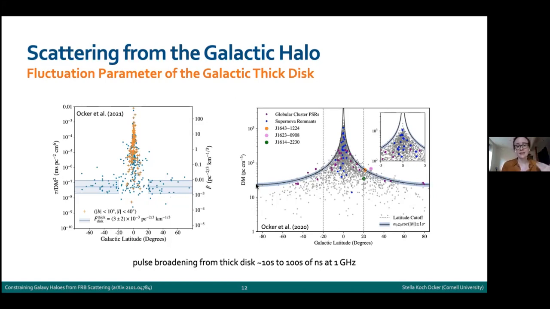When we take this maximum DM for the thick disk and combine it with our constraint on F tilde, we get a maximum amount of pulse broadening from the thick disk. This is on the order of tens to hundreds of nanoseconds at 1 gigahertz. On the high end, you've got about 0.1 microseconds at most, and that's at latitudes around 20 degrees. Then as you move up to higher latitudes, you'll get a scattering time on the order of 10 to 20 nanoseconds. Okay, so very little scattering from the thick disk is the bottom line.